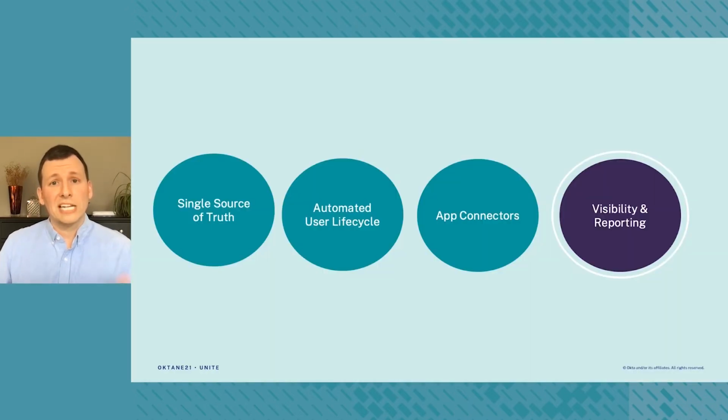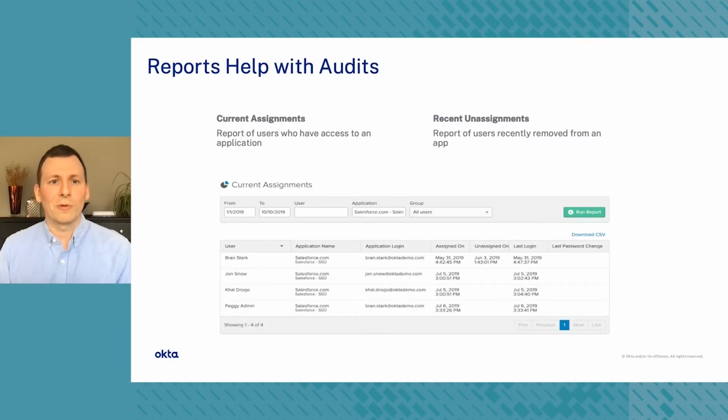So the last part here is visibility and reporting. What's good of doing all this automating if we can't get any reporting? Let's walk through that. So our reports can help with audits. What we can do is we can look for current user assignment and also check if they've been recently unassigned. We can go in there, see when their last logins were. We can also see what applications users are assigned to. If you've ever done an audit for licensing, you know how tedious this can be, right?